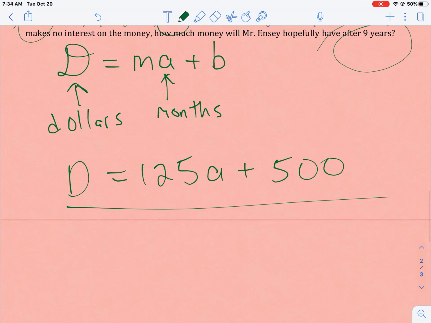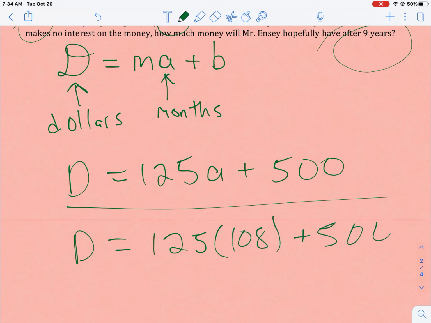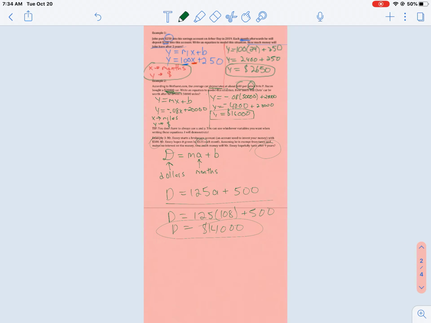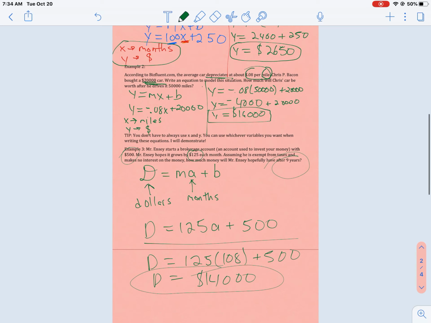After 9 years, that's going to be 108 months. Okay, you're going to do a little math. It'd be $14,000. Okay. So again, write your equation, and you're going to define the variables and solve the question that they ask, okay?